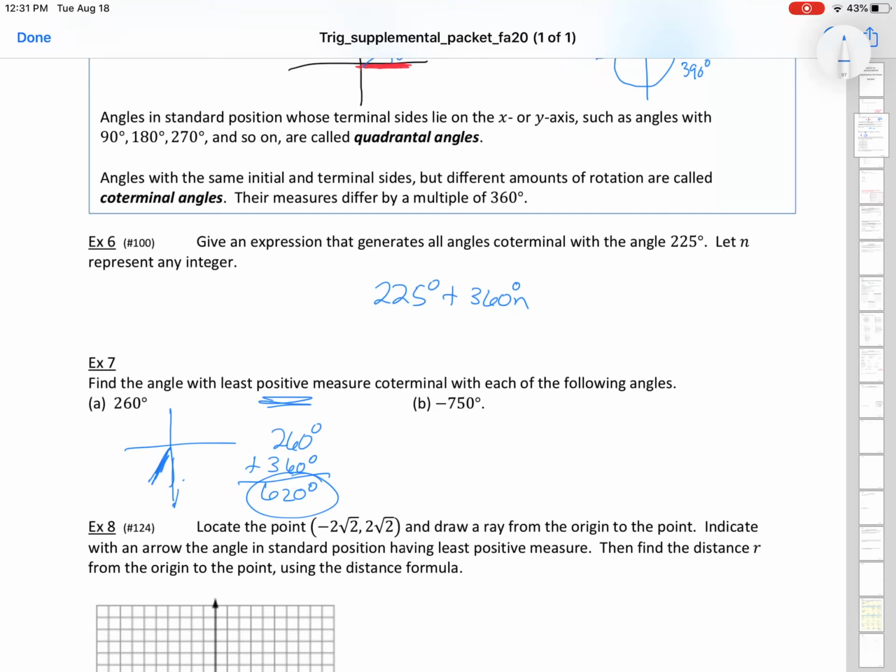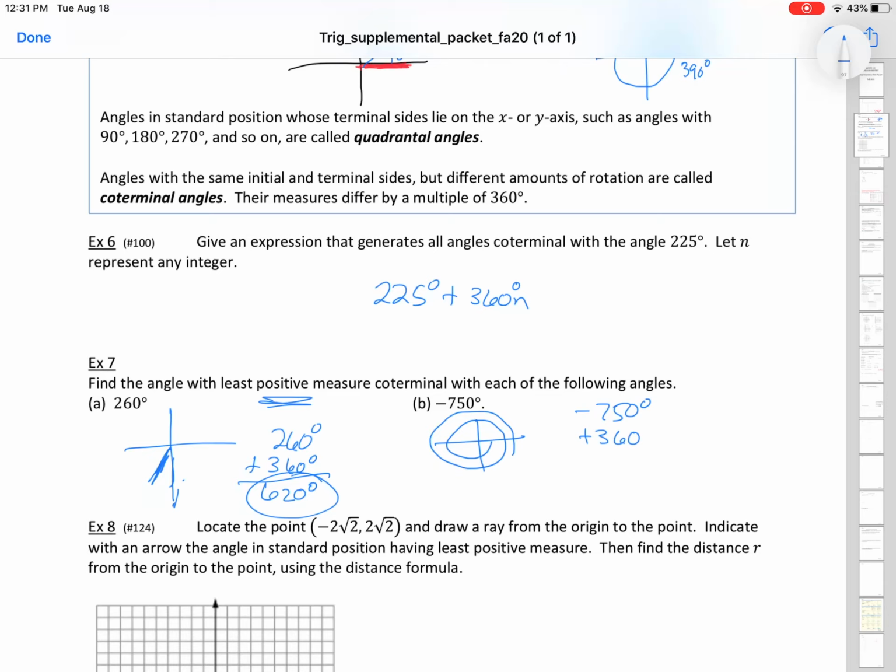With negative 750, remember what that's doing. That's going backwards. That's going in the clockwise direction, right? And it's actually going more than 2 rotations. That's why I drew it like that. 360 would be one rotation. 720 would be another. So if you want to find the least positive measure coterminal with that, well, just start adding 360.